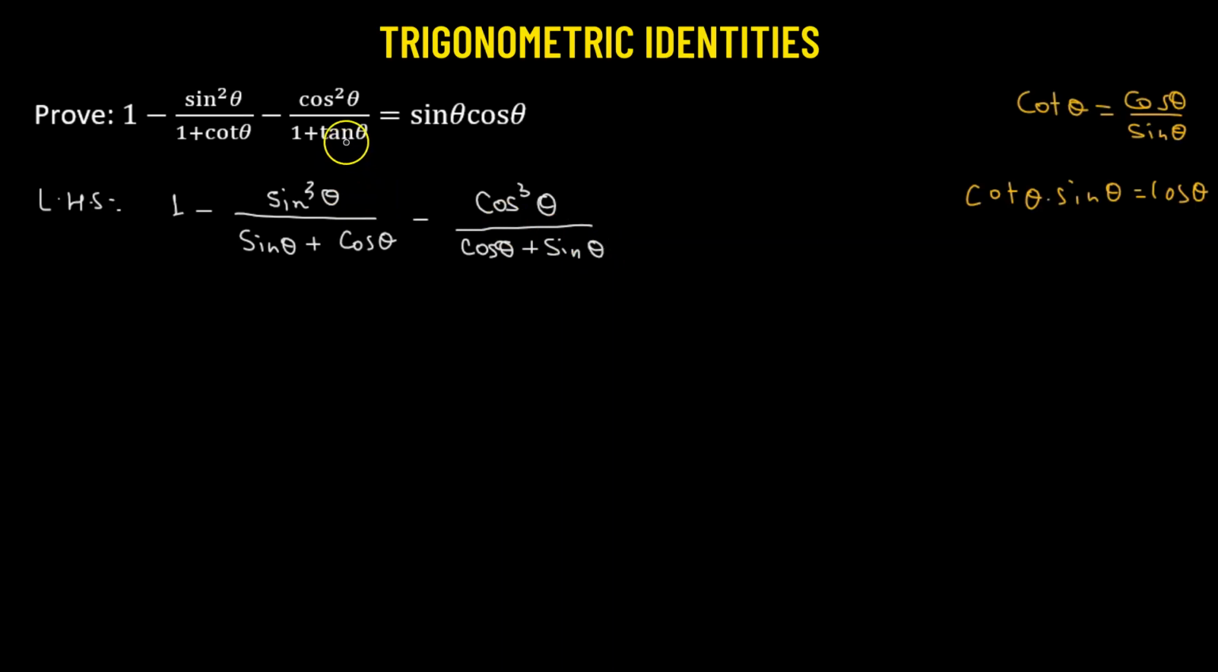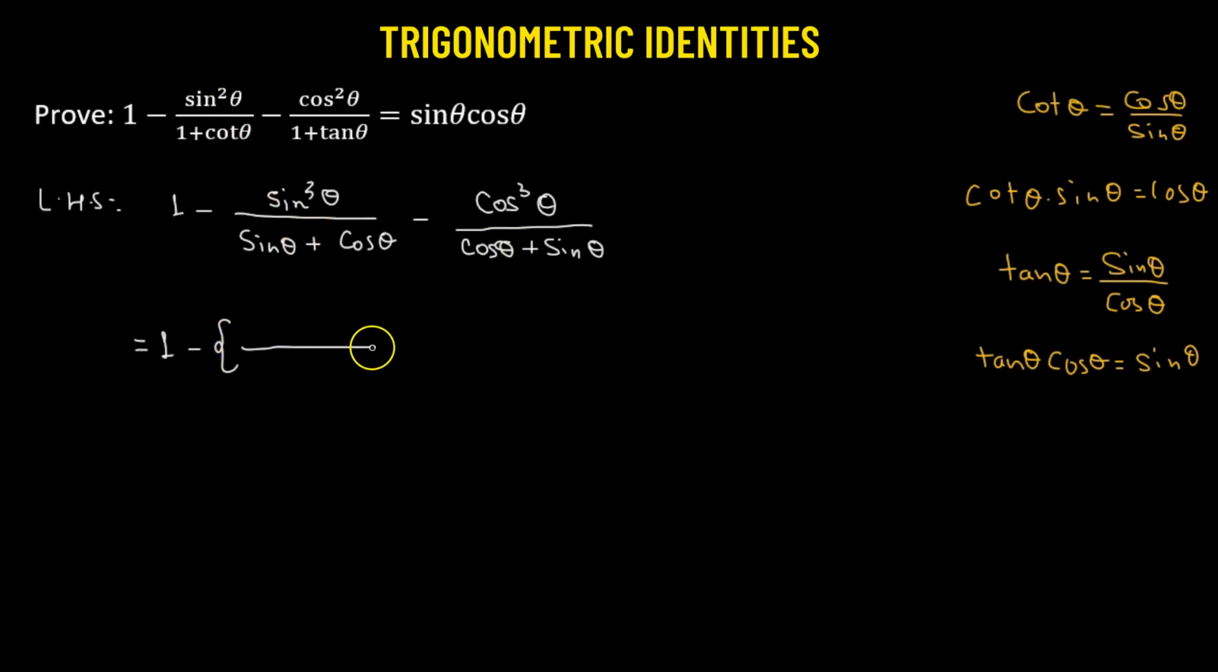That's because tangent of theta is the ratio sine over cosine. Which means if we multiply both sides with cosine theta, we're going to get tangent of theta times cosine of theta equals sine theta. Now what we'll do, we'll combine the second and the third term. So let's combine them. So we have a common denominator of sine theta times cosine theta.